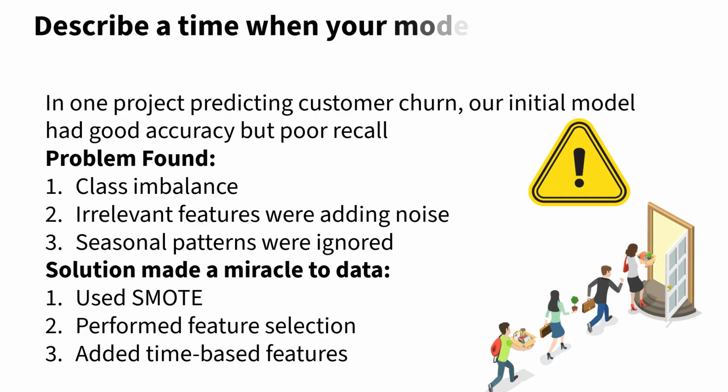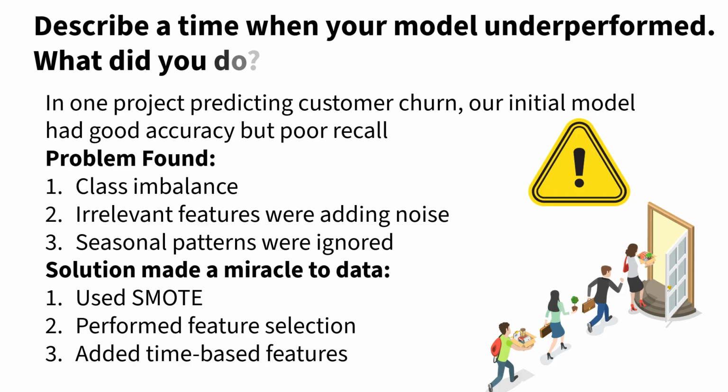Describe a time when your model underperformed. What did you do? Sometimes your model is not wrong, it just misunderstood the problem. In one project predicting customer churn, our initial model had good accuracy but poor recall. It missed many actual churners. I dug deeper and found class imbalance, few churners in the data set. Irrelevant features were adding noise.